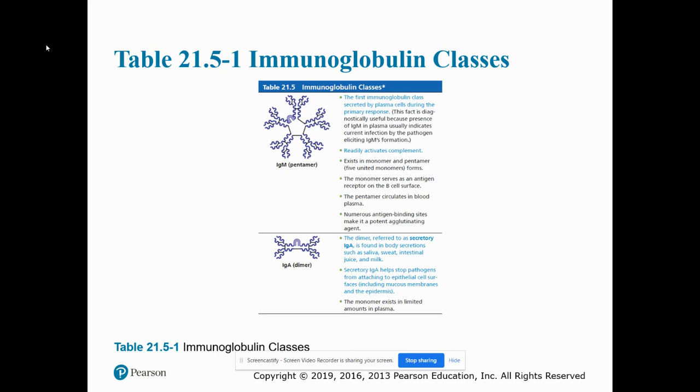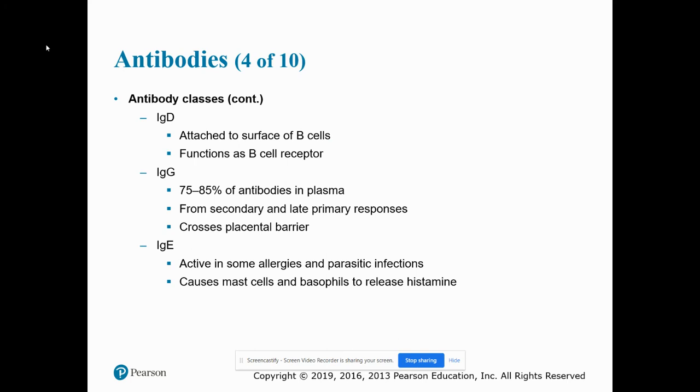This is just kind of looking at the structure. Don't worry about the actual structure of the antibody, and really just focus on what we're talking about in this video. IgD, attached to the surface of B cells, functions as the B cell receptor. IgG is going to account for most of the antibodies, 75 to 85% of antibodies in plasma. And this is from secondary and late primary responses, and this particular antibody can cross the placental barrier.